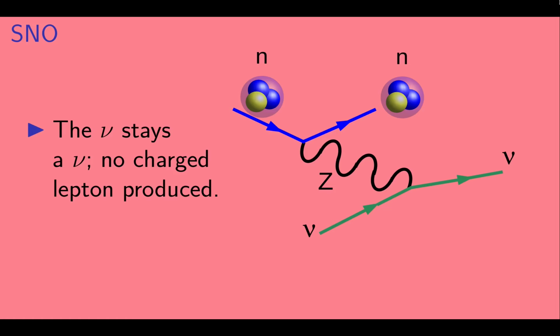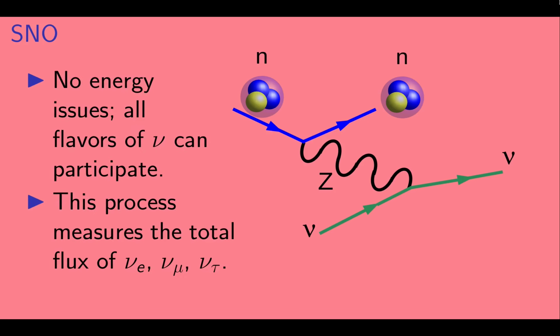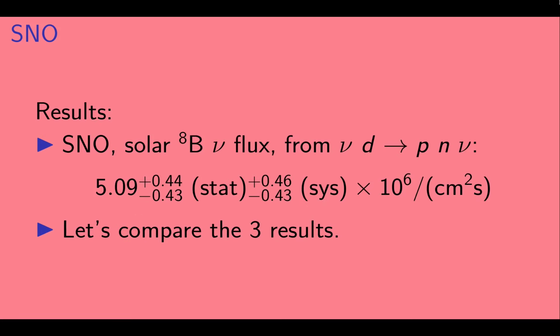This process doesn't produce any charged leptons. The neutrino stays a neutrino. Since we don't need the energy to produce a charged lepton, all flavors of neutrinos can participate. Thus, this process measures the total flux of electron, muon, and tau neutrinos. Again, Snow reported the boron 8 flux. In the same units as before, they got a result of 5.09, with an error bar of a little over 10%. Let's compare the three results.